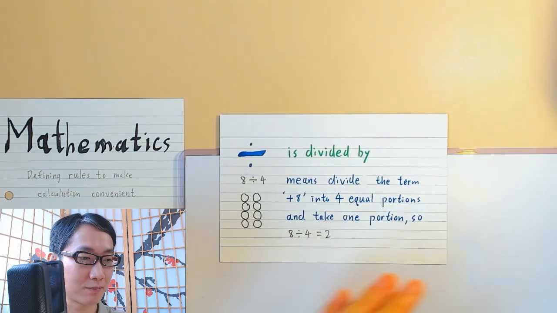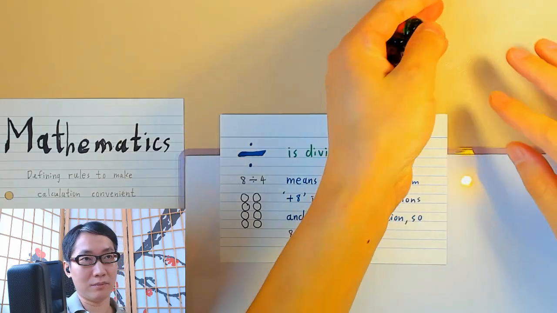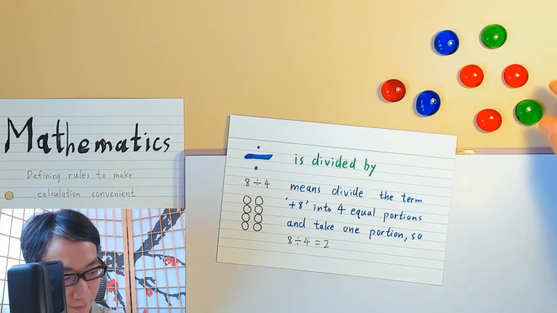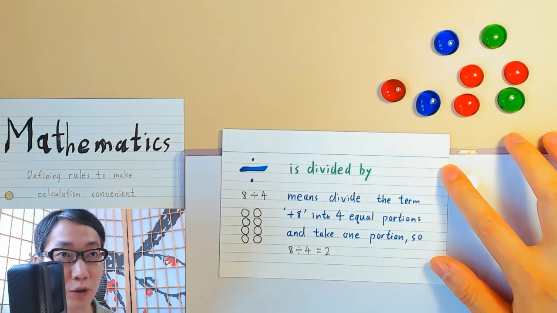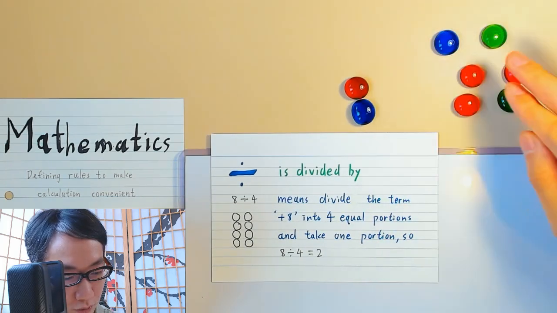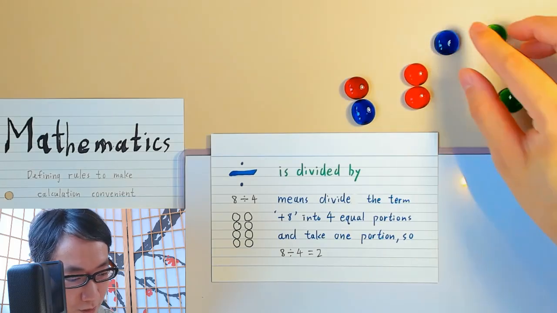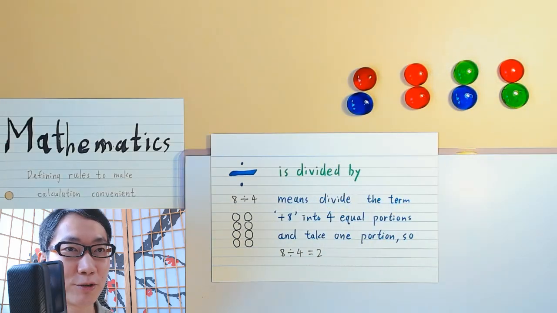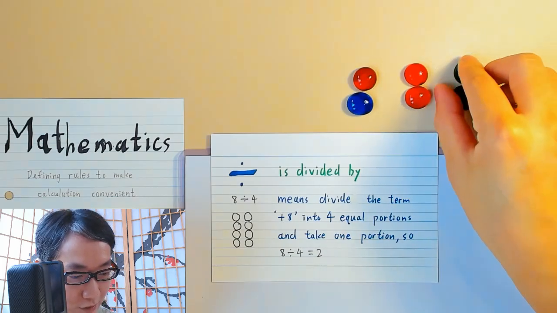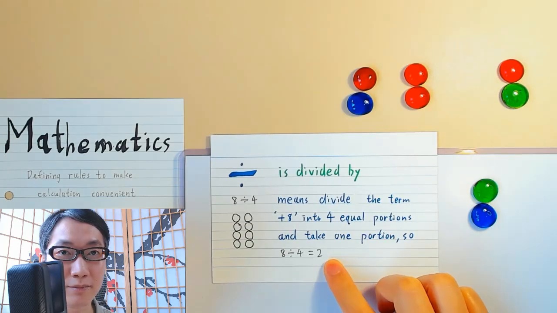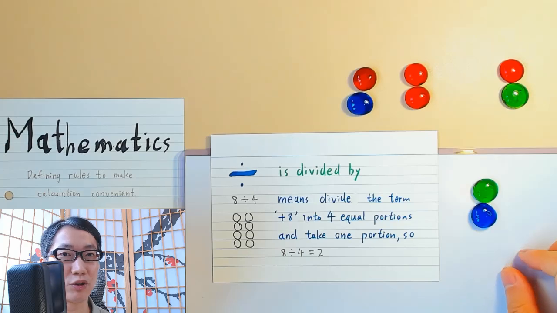So what will it look like? It's like some marbles here. I try to divide them into 4 equal portions. The portions must be equal. So, 1 portion, 2 portion, 3 portion, and 4 portion. They are all 2, so they're equal. And I have to take 1 portion. This is very important. I'll take this one. And I have a positive 2. So this is what division means.